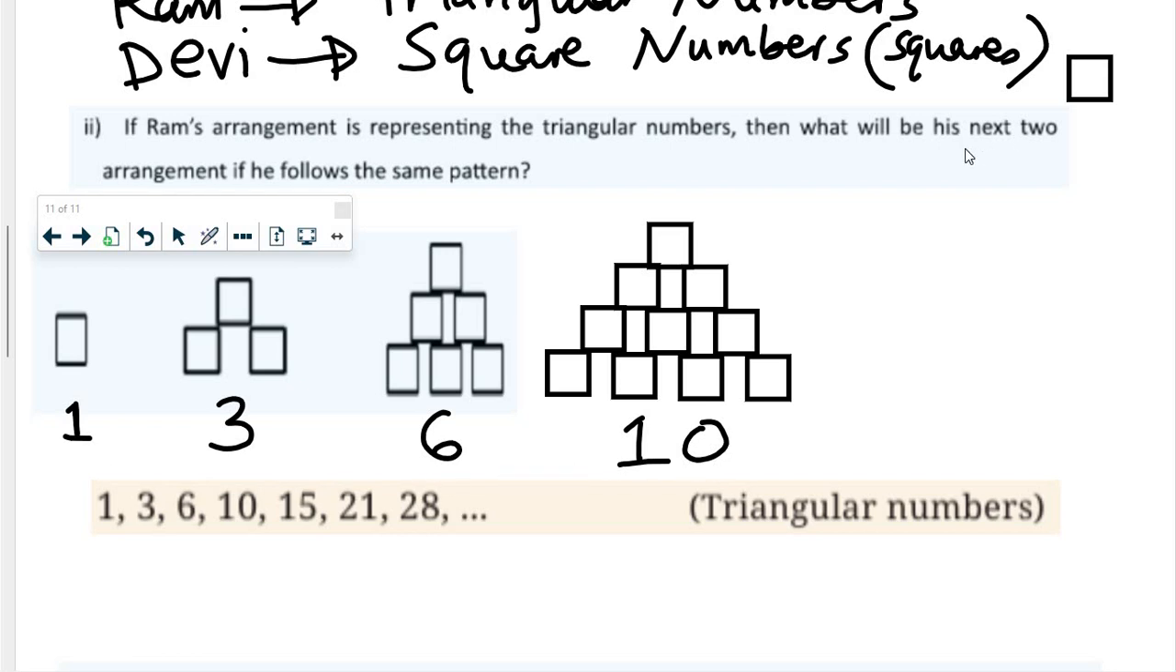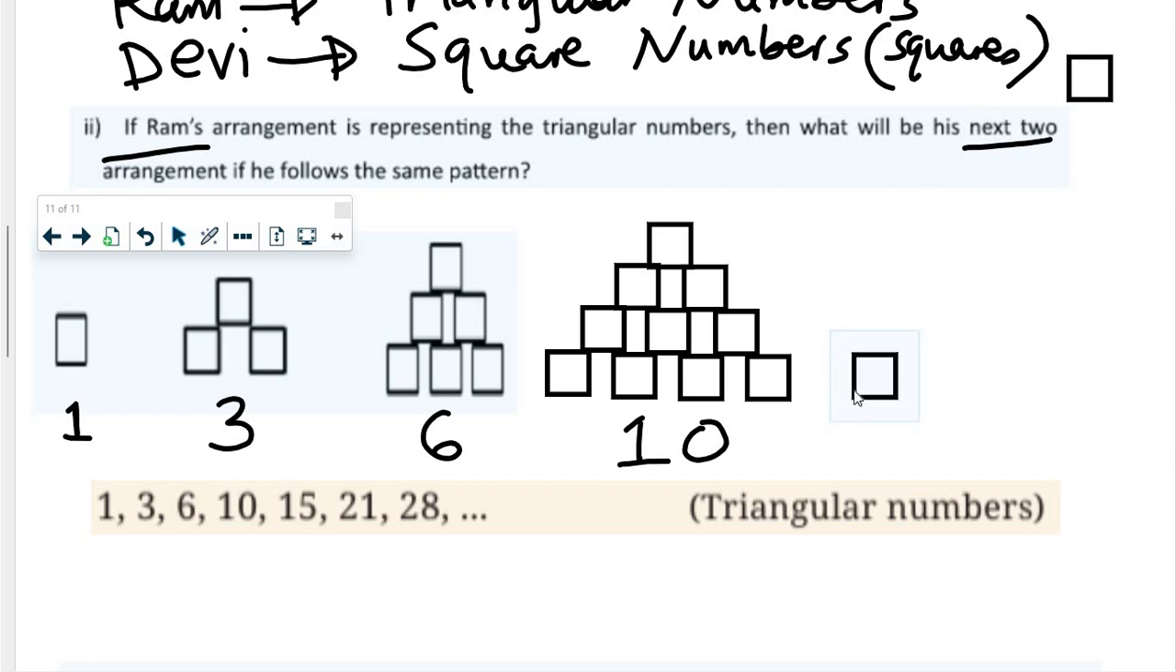Now, because we need to get the next arrangement, let us keep one more. So look at the foundation. The first has 1, the foundation has 2, the foundation has 3, the foundation has 4. So you're going to make a foundation which will have how many? 1, 2, 3, 4. So you're going to have 5.